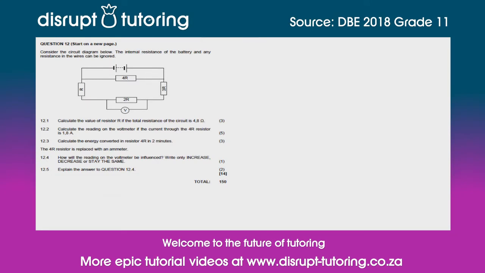Today we're dealing with the Grade 11 2018 Physical Science paper, and this is question 12 on current electricity. It says, consider the circuit diagram below. The internal resistance of the battery and any resistance in the wires can be ignored.